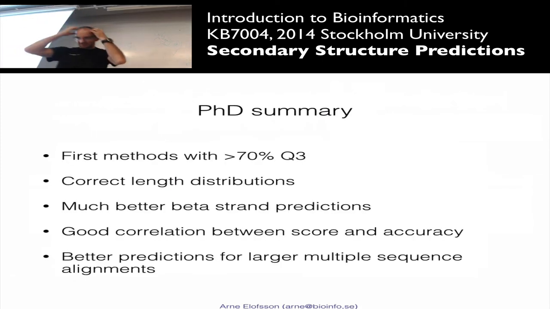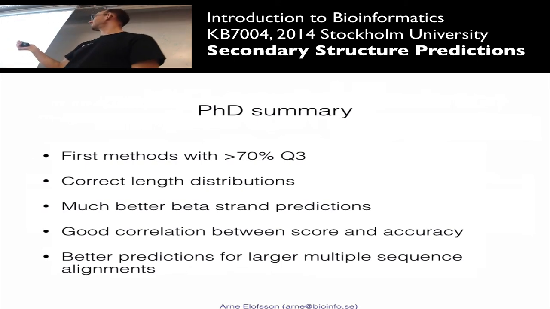Okay, so to summarize this: for PHD, it was important because it was the first method that got over 70%, and it made predictions that reproduced how secondary structure looks. As I said, the length of the elements is quite okay. It was much better for beta strands, particularly. There's also a good correlation between score and accuracy. And it also got better predictions for larger multiple sequence alignments, meaning that just by waiting for more sequences, you get better predictions. That's what happened now.